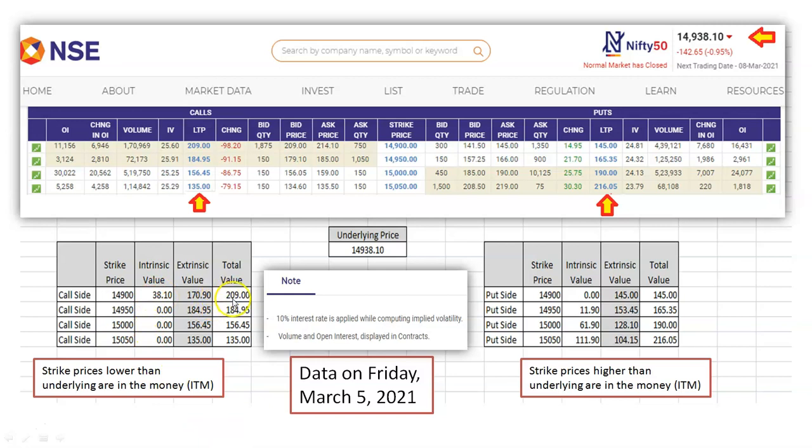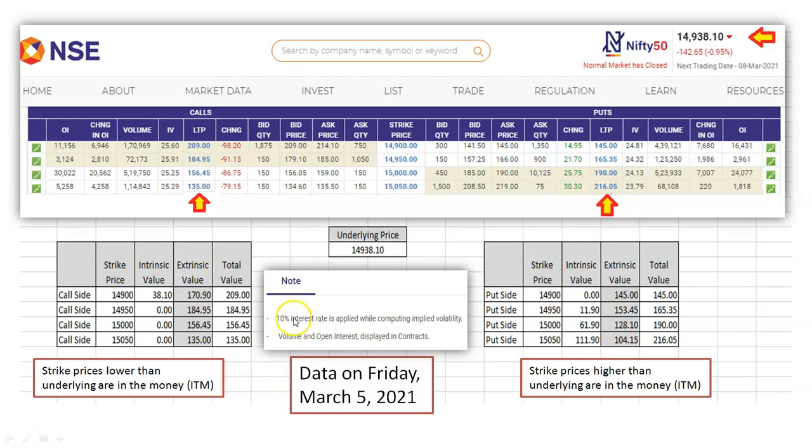From the total value, if you take out the intrinsic value, what you get is the extrinsic value. So the extrinsic value in these contracts is listed over here. So 135.0 is 135. 209 minus 38.10 is 170.90. Similarly over here, the total values are all here. These are picked up from here, and from this I have deducted the intrinsic value. That means for strike prices which are higher than the underlying, that intrinsic value I have deducted. And the rest is the extrinsic value.